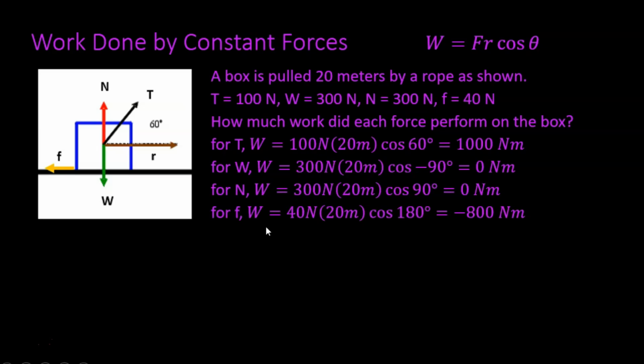For the force of friction, we have an angle of 180 degrees. That's going to cause this to be a negative 800 Newton meters. Remember, the negative sign here means that the energy is flowing into the object exerting the force and out of the object receiving the force. So since the friction force is the ground acting on the box, in this case 800 Newton meters of energy is flowing out of the box and into the ground.